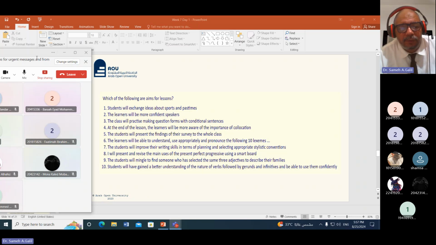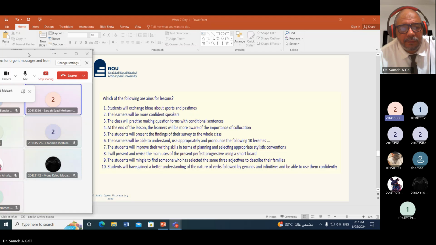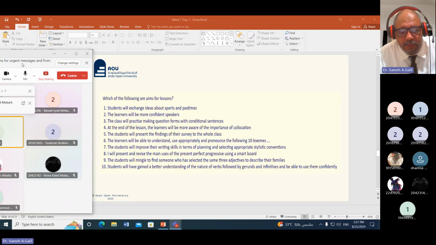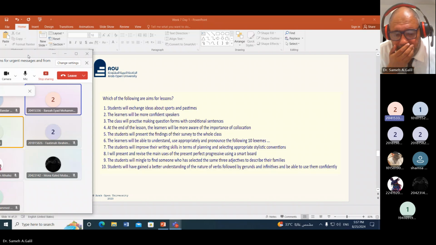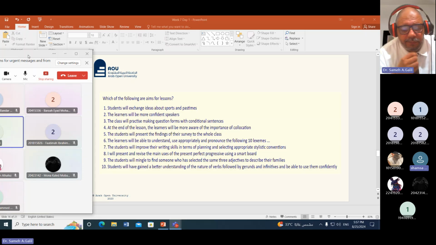Can we have somebody for 10? Yeah, absolutely an aim. Yes. Can we read it out loud? Yes, for sure. Students will have gained a better understanding of the nature of verbs followed by gerunds and infinitives and be able to use them confidently. Yes. Yeah, this is an aim. We can then agree on whether it's a good aim or not.